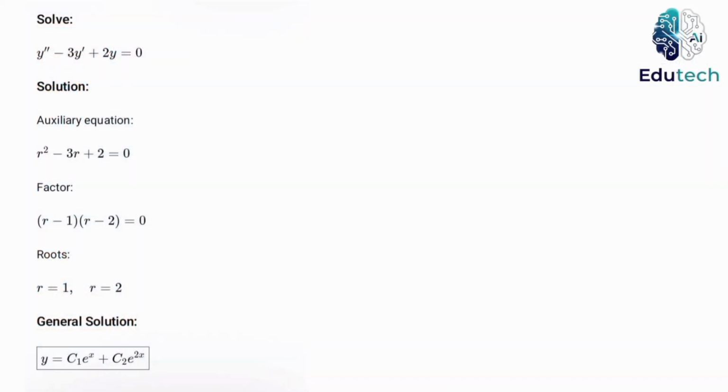Solve y'' minus 3y' plus 2y is equal to 0. The auxiliary equation is r² minus 3r plus 2 is equal to 0. Then we can factorize into (r minus 1)(r minus 2) is equal to 0. The roots are r is equal to 1 and r is equal to 2. The general solution is y is equal to c1 e^x plus c2 e^(2x). So we can move on to the next question.